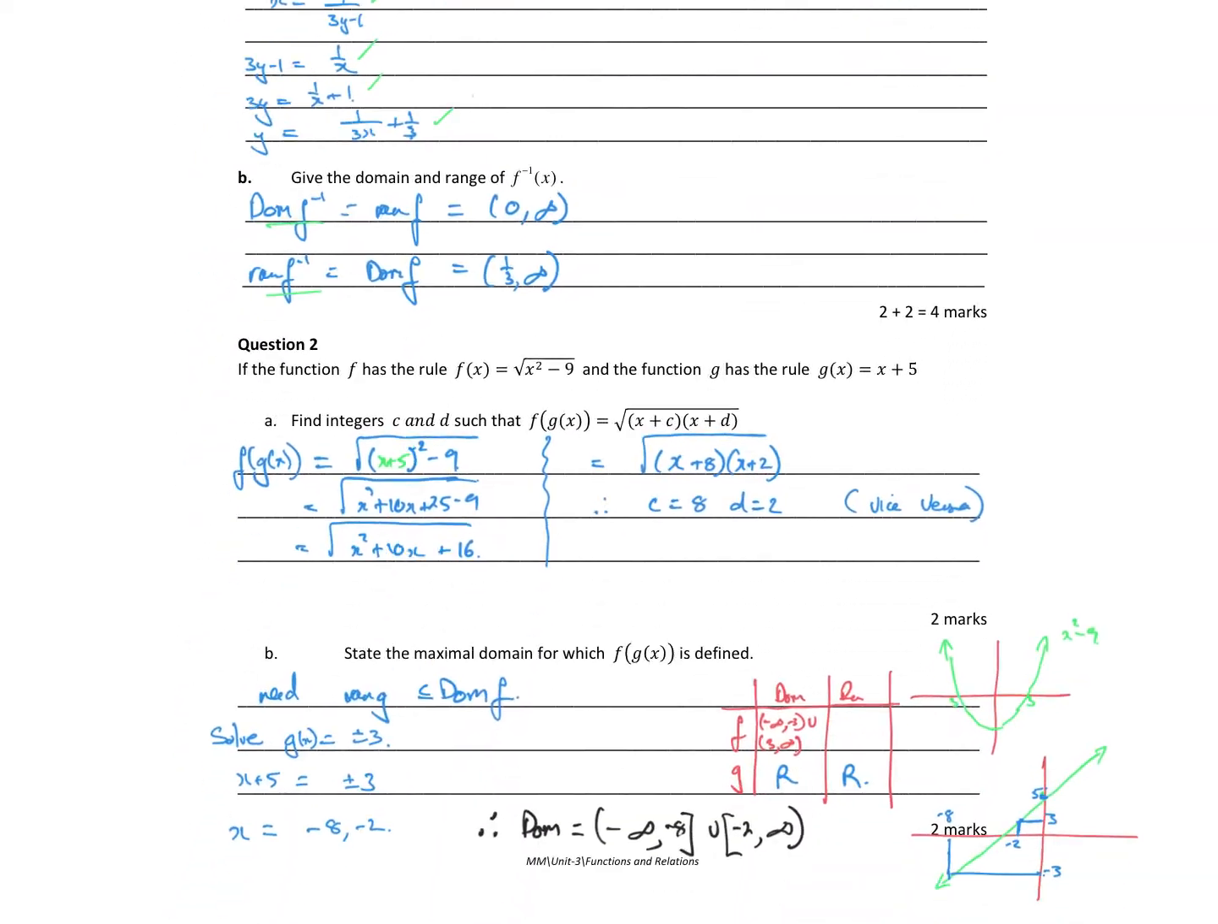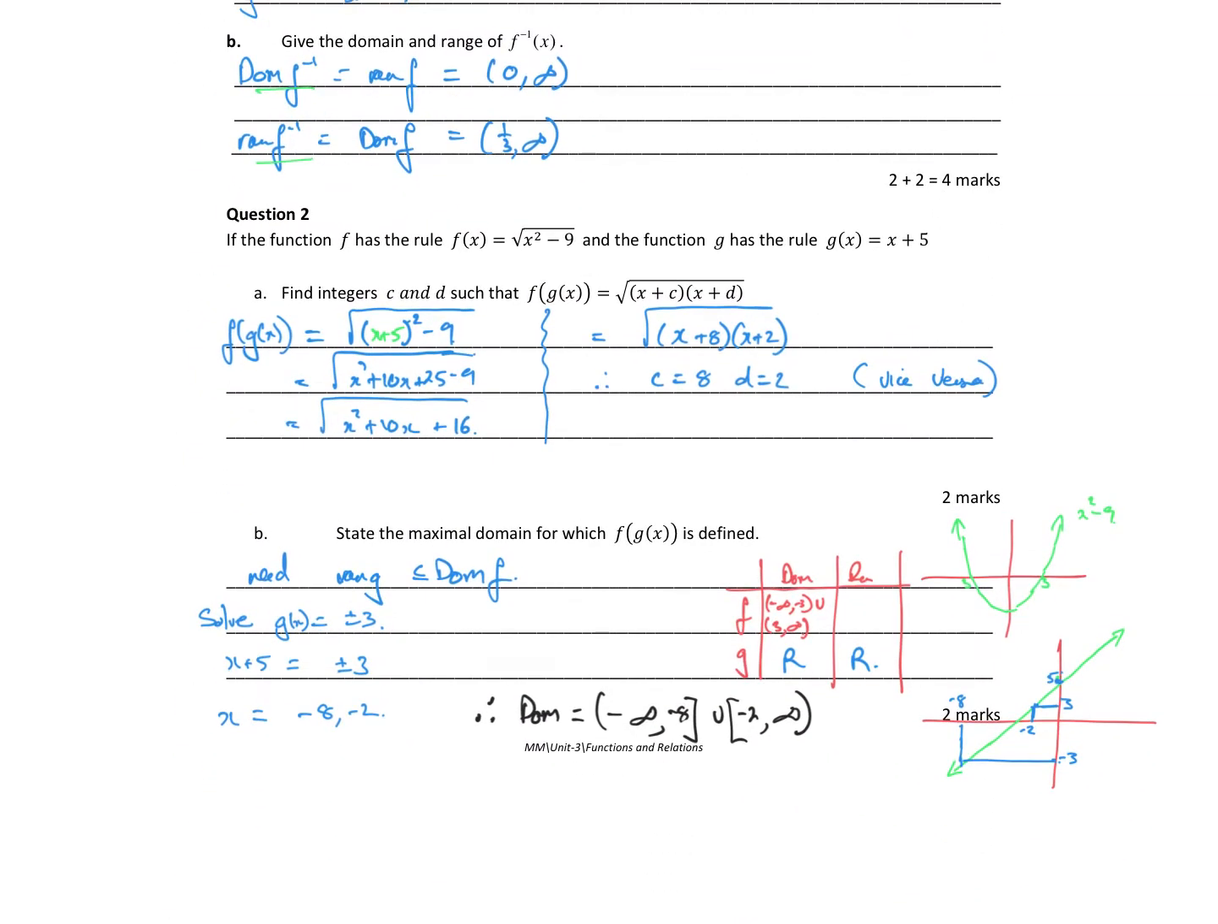All right. Again, a little bit of composite function work. Find the values of c and d such that f of g of x equals. So f of g of x, well, let's substitute g of x into f of x, and we put the x plus 5 there into the x squared term. Expand the terms, group like terms, we get x squared plus 10x plus 16.